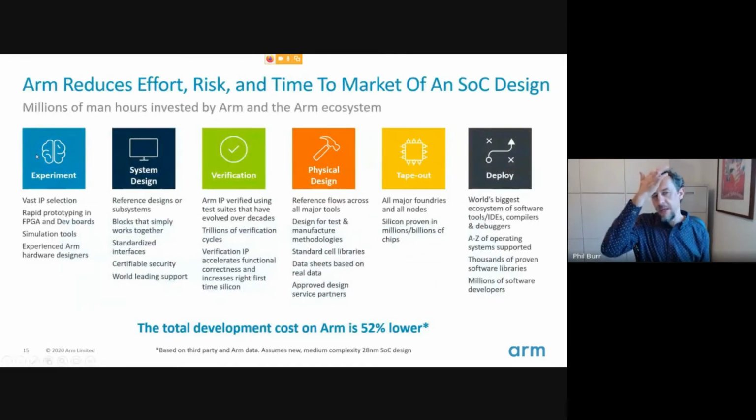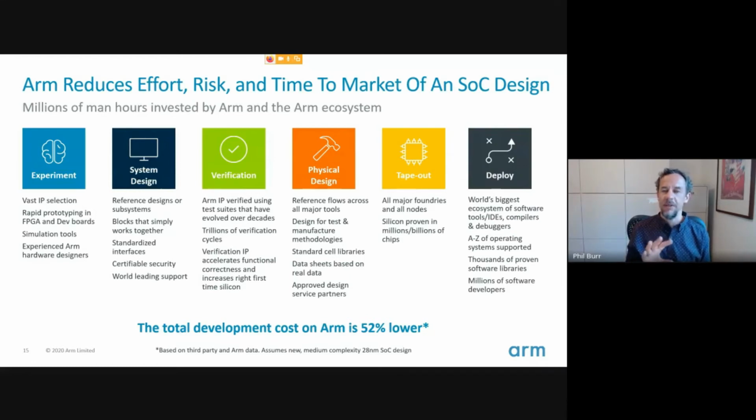So how do we minimize that burn rate? Well, you'll be pleased to know I'm not going to present all of the detail on this slide, but I think what we try to do on this slide is to break down the phases in a chip development and look at how ARM helps in that.